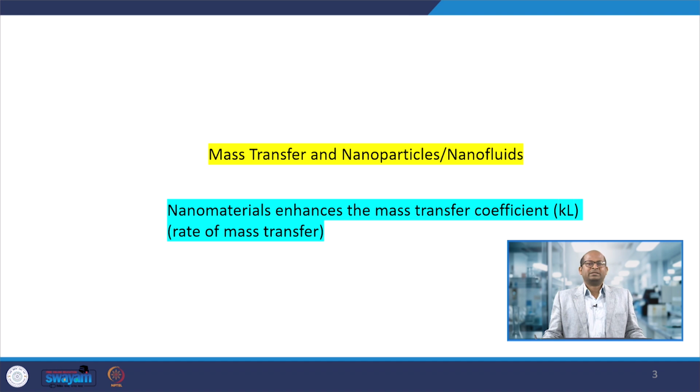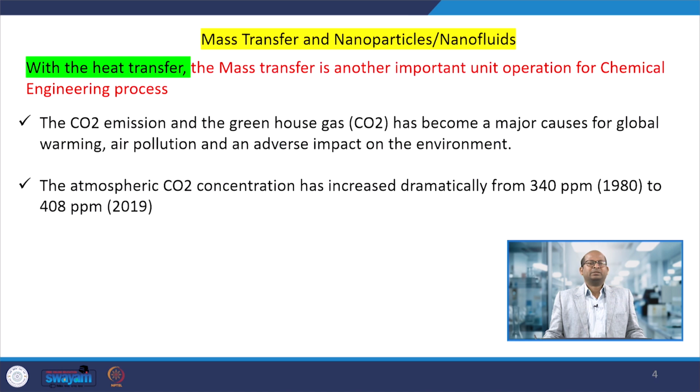Let us start with mass transfer and nanoparticles or nanofluids. Mass transfer is one of the chemical engineering unit operations, like heat transfer. Nowadays, due to the use of fossil fuels, the generation of CO2, the greenhouse gas emitted to the atmosphere, is gradually increasing day by day. In 1980 the CO2 level in the atmosphere was 340 ppm, and in 2019 it is 408 ppm. So that has gradually increased.